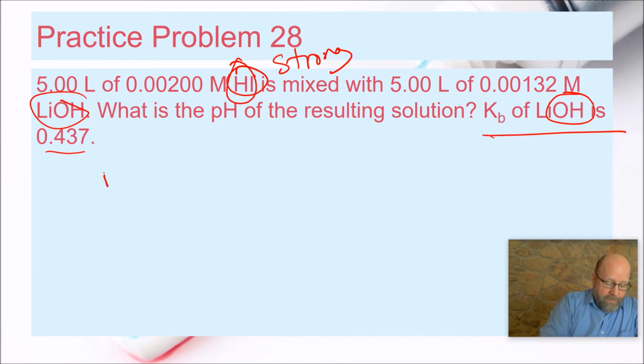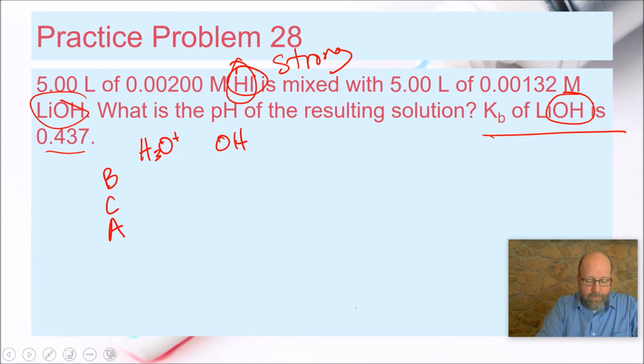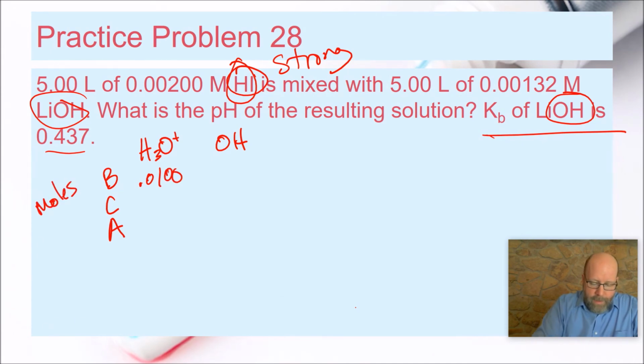But to go ahead and do the ICE table, because it just seems like a good idea. Our acid and our base. So I've got 5 liters of this 0.00200 molar solution. So 5 times 0.002, that gets me 0.0100. Remember, it's moles, write them in. And then 5 liters of 0.0132. So that means I have to take 5 times 0.0132, which works out to be 0.00660. And from this, I can see I have excess of this hydronium, so I've got more acid.